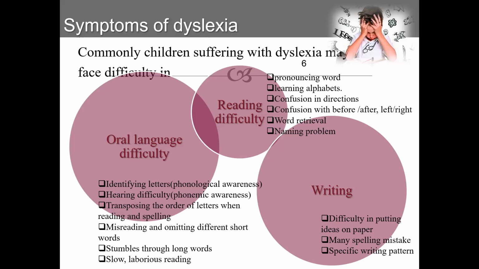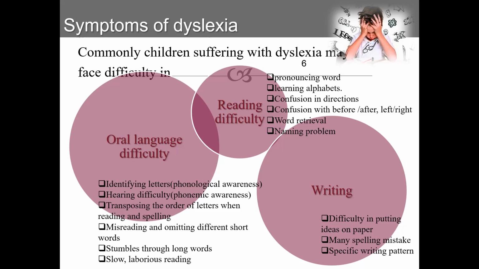It can be considered an oral language difficulty. It might be considered a reading difficulty or a writing difficulty. If you talk in terms of oral, people might have difficulty identifying letters. Or in terms of hearing, you might find that people have difficulty understanding the phonetic pronunciation of words, or in understanding or speaking themselves. This is where sometimes stammering comes into play. Children who usually stammer sometimes do face these kinds of problems.